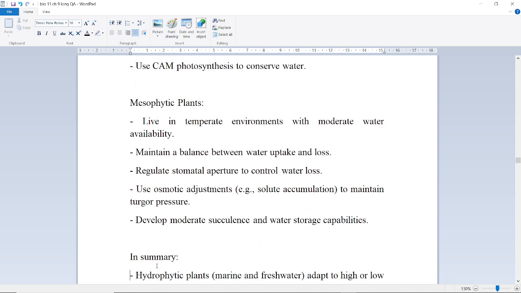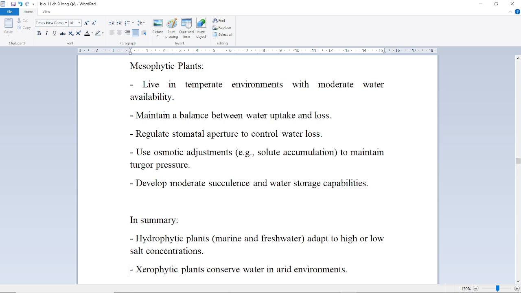Next are mesophytic plants. They live in temperate environments with moderate water availability, maintain a balance between water uptake and loss, regulate stomatal aperture to control water loss, use osmotic adjustment, for example solute accumulation, to maintain turgor pressure, and develop moderate succulence and water storage capabilities.